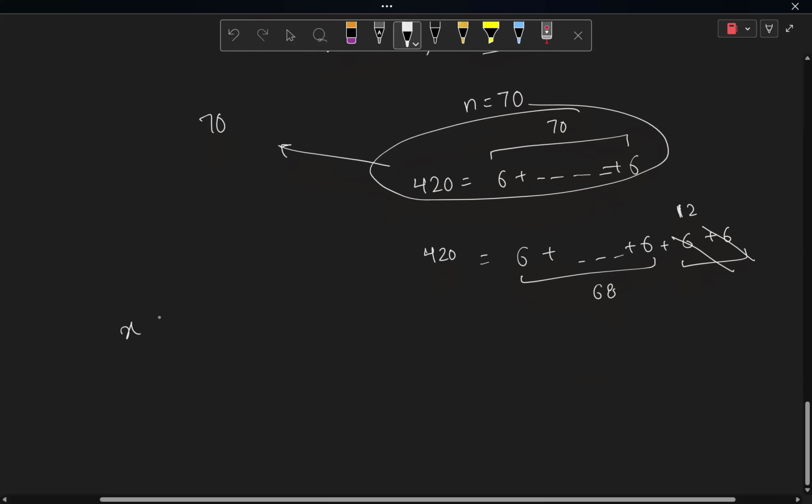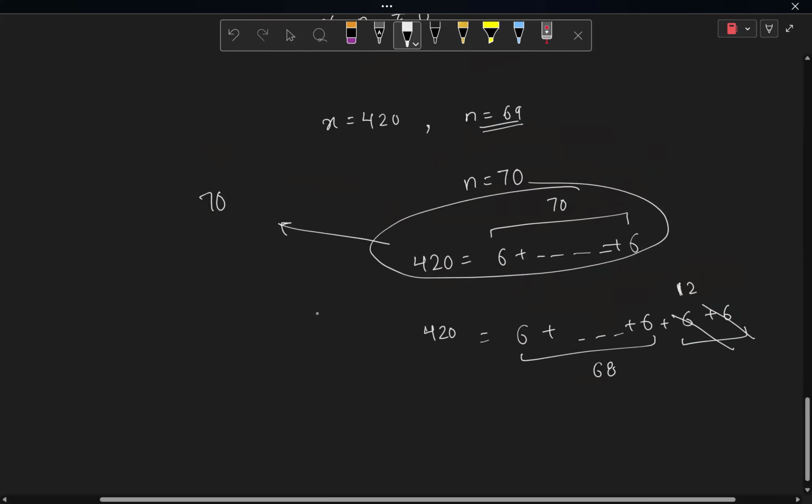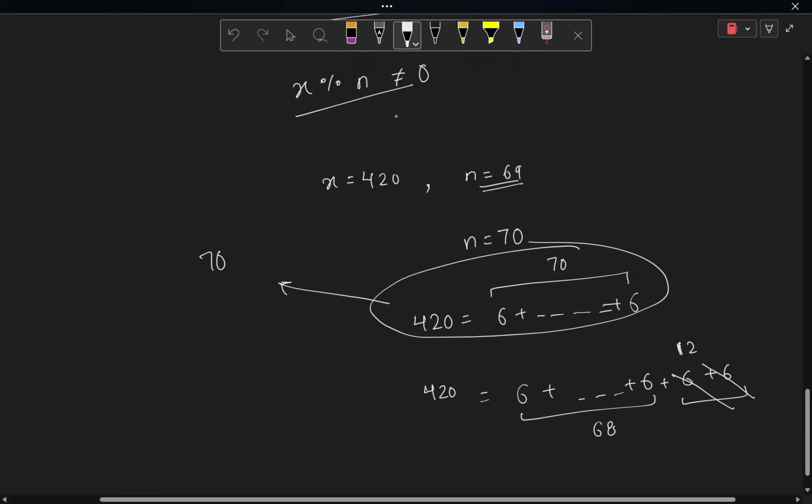So what we can say is, if you get something like x mod n where x is 420 and n is 69 and x mod n is not equal to 0, you know one thing for sure: whatever you could get for any divisor of x which is greater than n, that is, any n dash greater than n, can also be the answer for the current n.